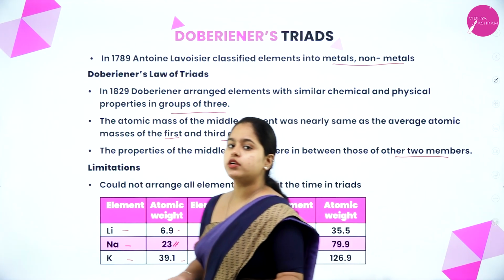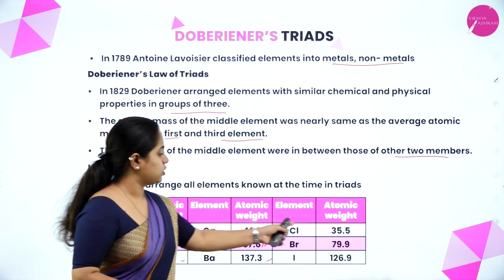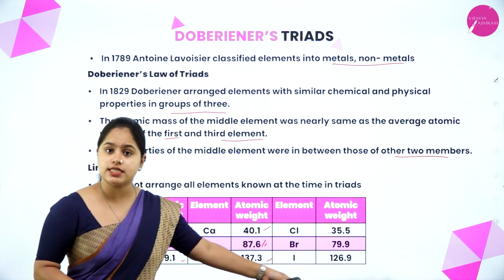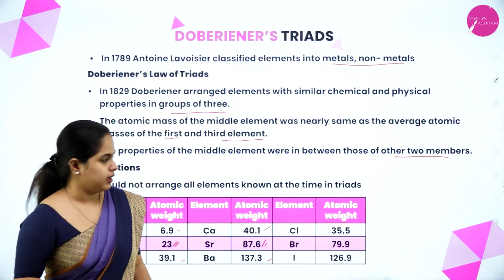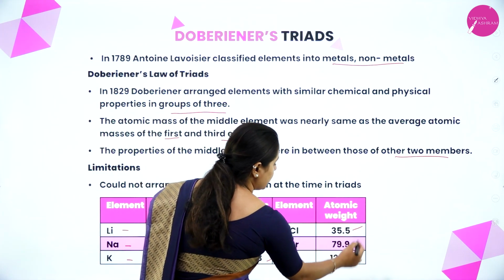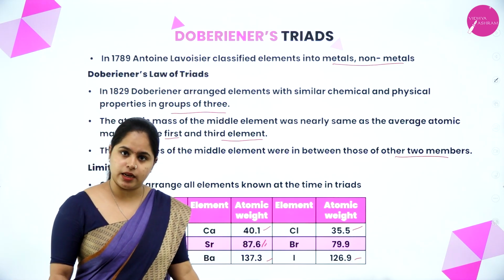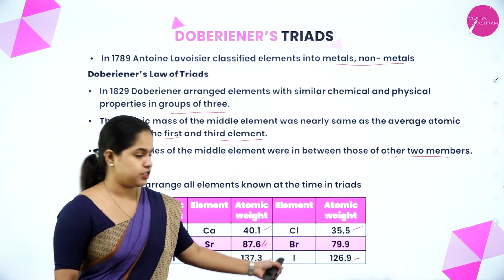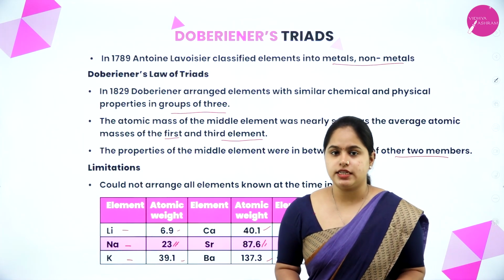Yes, and one more triad he was able to discover, that is chlorine, bromine and iodine. So 35.5 plus 126.9 divided by 2 will give you 79.9. In the same way, the average atomic mass of the first and third element will give you the atomic mass of the second element. So this is clear. So this was about Dobereiner's triads.